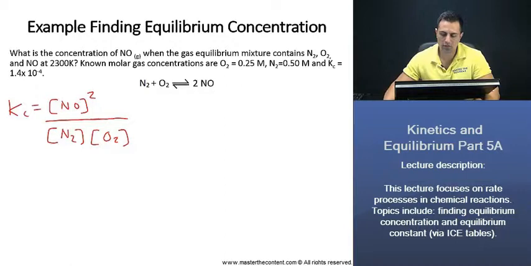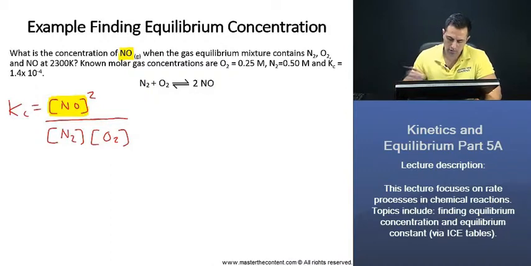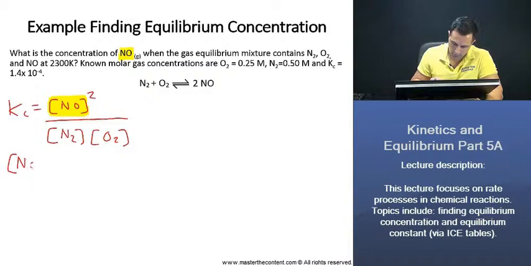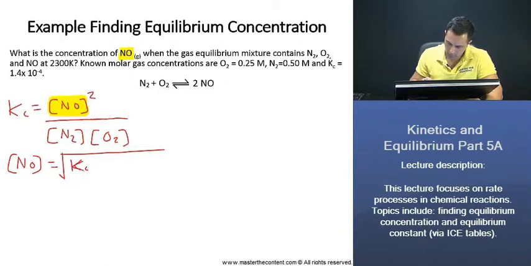Well, it's asking us what is the concentration of nitric oxide. So if it's nitric oxide that we're looking for, then we should isolate for nitric oxide. And we could do so by taking the square root of both sides, which we're going to do now. This will give us the following. And we can write down the rest of our equation, that being our reactant concentrations.